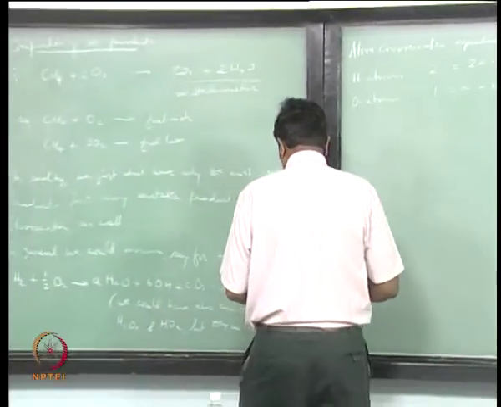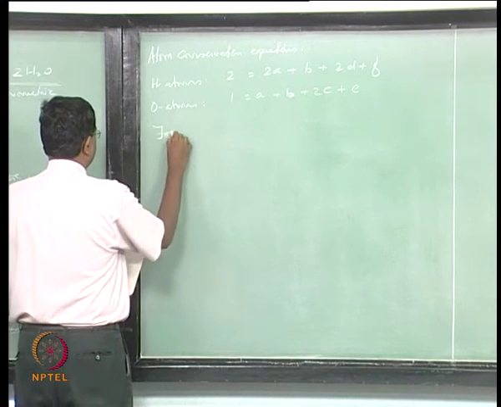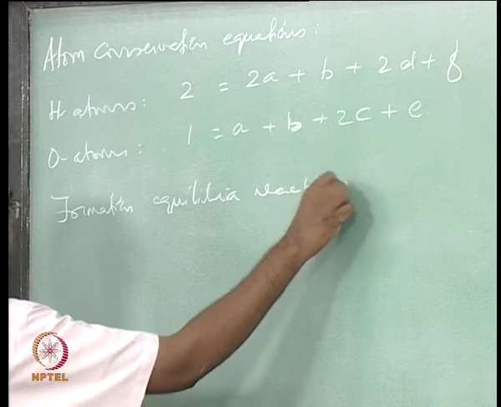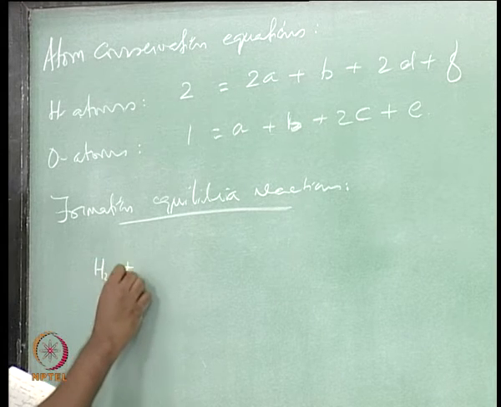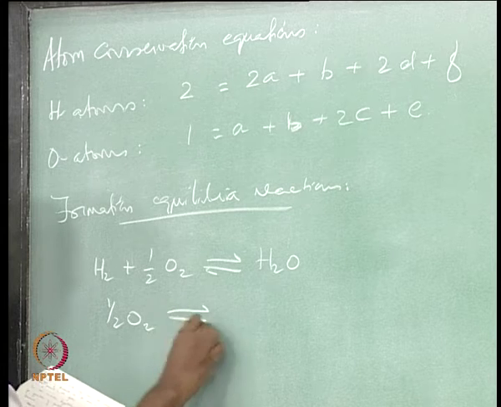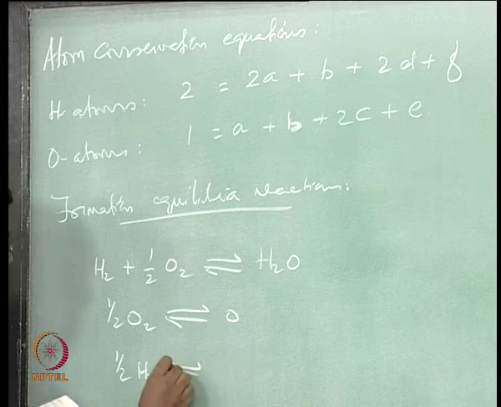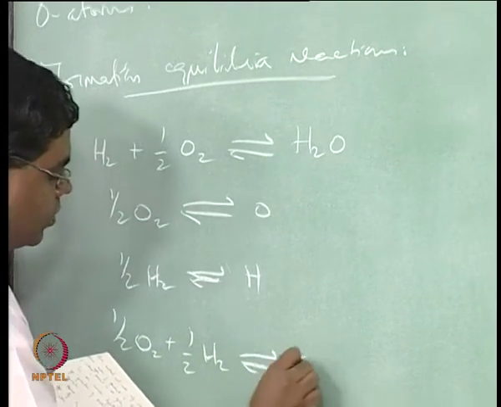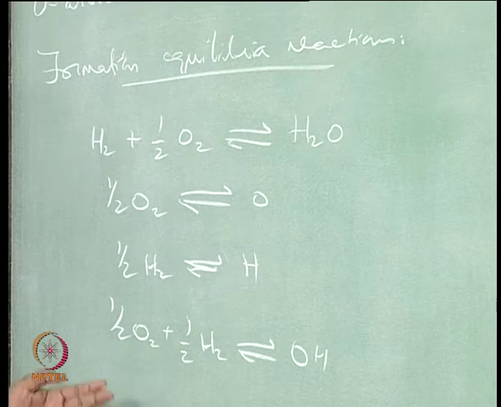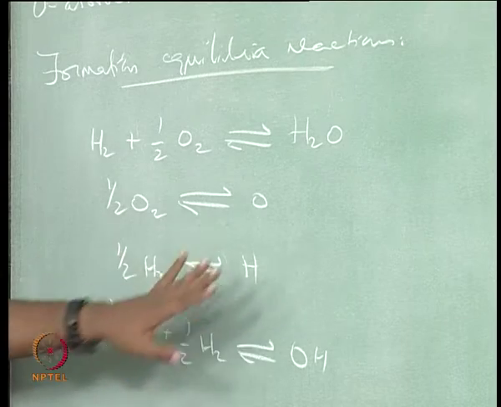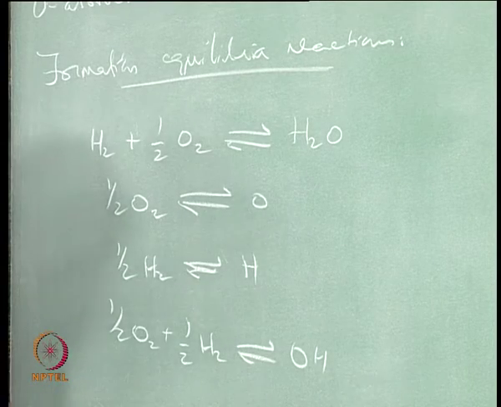So that's what we are going to do now, which is equilibrium formation reactions. We now say H2 plus half O2 gives and takes H2O, half O2 gives and takes O, half H2 gives and takes H, and half O2 plus half H2 gives and takes OH. Obviously, when you write formation equilibria for H2 and O2, it will simply be H2 gives and takes H2. That's no news and therefore there is no use. So here there is some use in considering hypothetical formation equilibria for non-reference element products, and that's exactly what we are trying to do here.